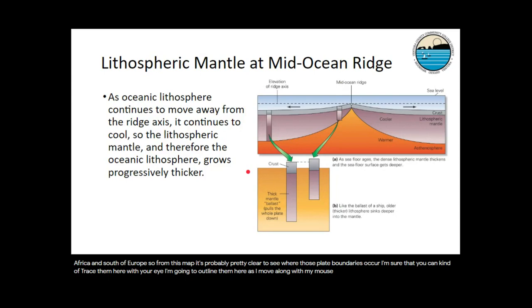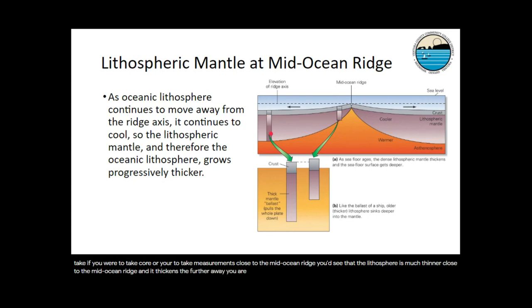Okay, so lithospheric mantle at the mid-ocean ridge. As ocean lithosphere continues to move away from the ridge axis, it continues to cool. So the lithospheric mantle grows and progressively becomes thicker further away from the mid-ocean ridge. And there is evidence of this. This is what I mentioned in a previous slide, that if you were to take core, or you were to take measurements close to the mid-ocean ridge, you'd see that the lithosphere is much thinner close to the mid-ocean ridge, and it thickens the further away you are.